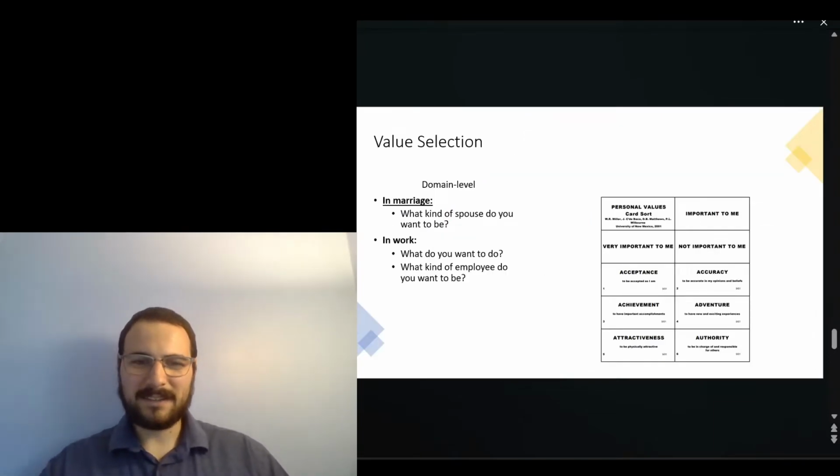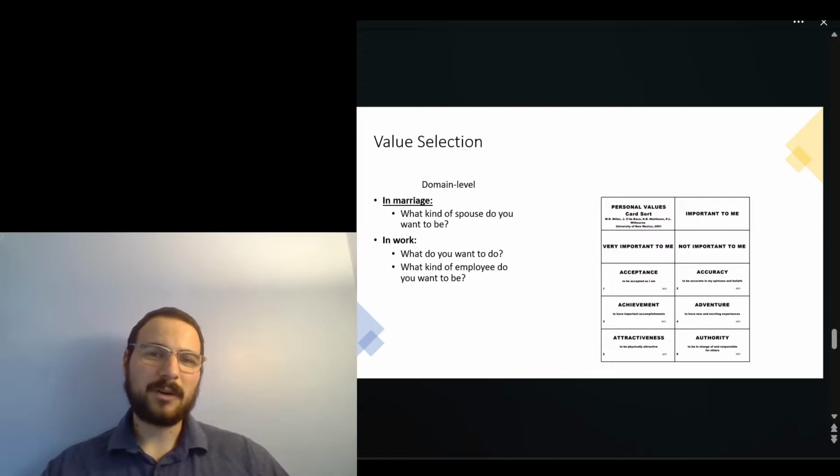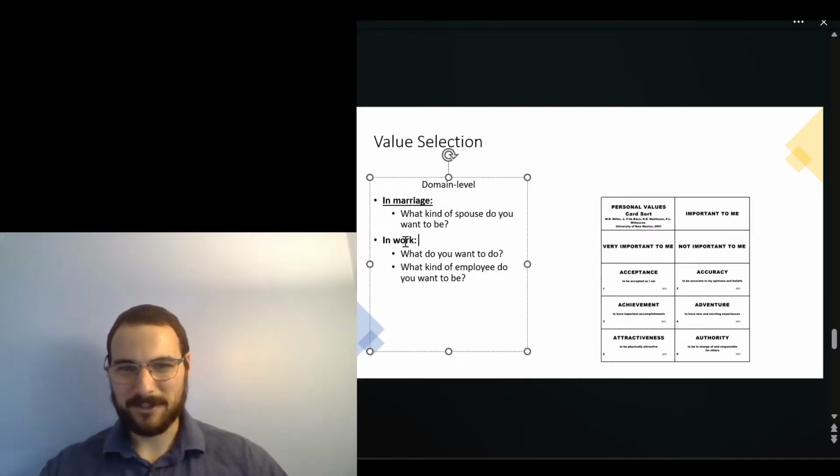Now, in acceptance and commitment therapy, or also just in your life, there are a few different ways you can go about choosing what your values are. One path to take is looking at the domain level. That would be thinking about different areas of your life, like your marriage. If you're married, you might think, what kind of spouse do you want to be? If you have kids, you could think, what kind of parent do you want to be?